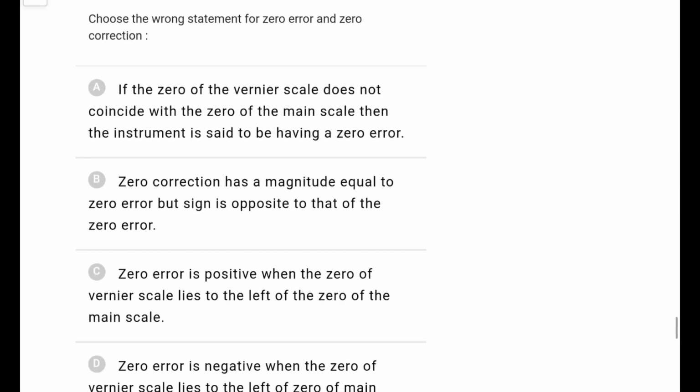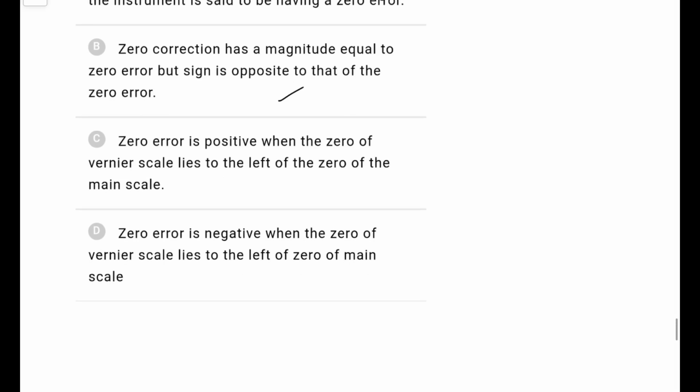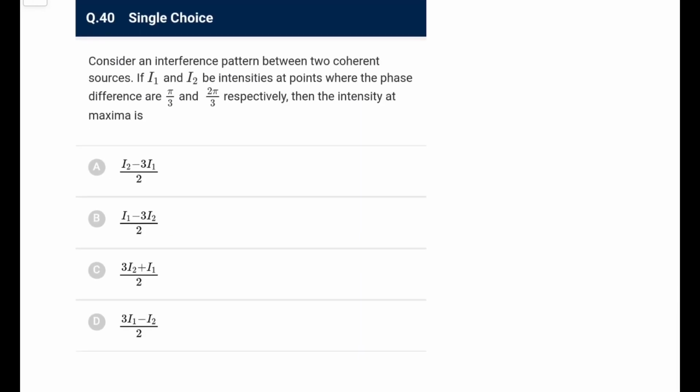Now the next. Choose the wrong statement for zero error and zero correction. If the zero of the vernier doesn't coincide with zero of main scale, then the instrument is said to be having a zero error. That is the right one. Zero correction has a magnitude equal to zero error but sign is opposite to error. Yes. Zero error is positive when the zero of the vernier scale lies to the left of the zero of the main scale. This is wrong. It should lie to the right. Okay. So when it is to the left, it is the negative error, and when it is to the right, it is the positive error. So it's an easy one if you remember this theory.